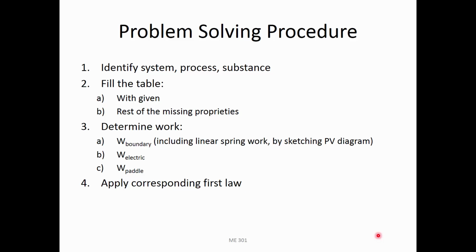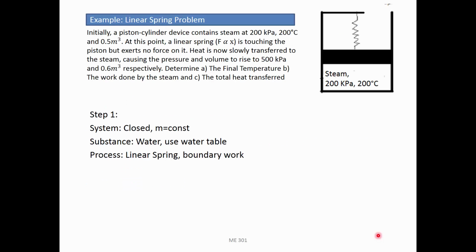We follow the same four-step process as identified in class. Identify the system, process, substance, fill the table, determine work, and apply the corresponding first law. Step 1. We know the system is closed, so mass remains constant. The substance given in the problem is water, and the process is a linear spring process, which implies that there will be boundary work.